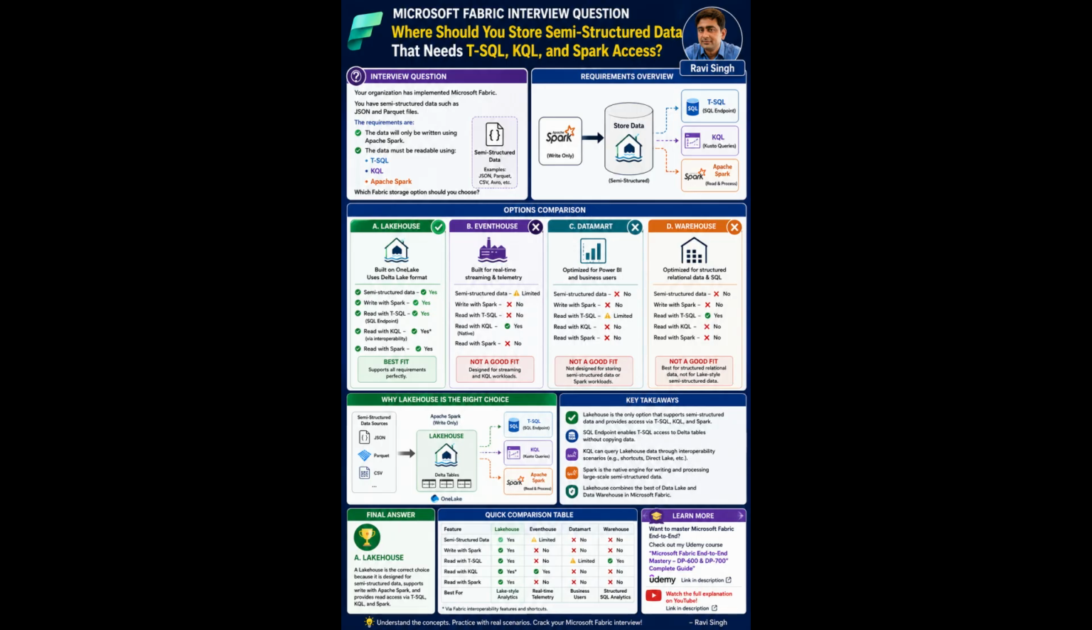Let's go to option A, which says Lakehouse. As you know, a Fabric Lakehouse stores data in OneLake using the Delta Lake format. Because it uses Delta tables, it supports Spark and the SQL endpoint. The data can also participate in analytic scenarios that leverage KQL when integrated accordingly. Most importantly, Spark is the native engine for writing data into a Lakehouse. This option already satisfies almost every requirement. So let's keep it in mind. We'll go through all options first.